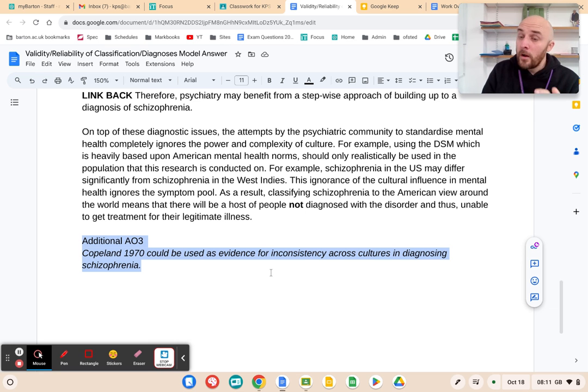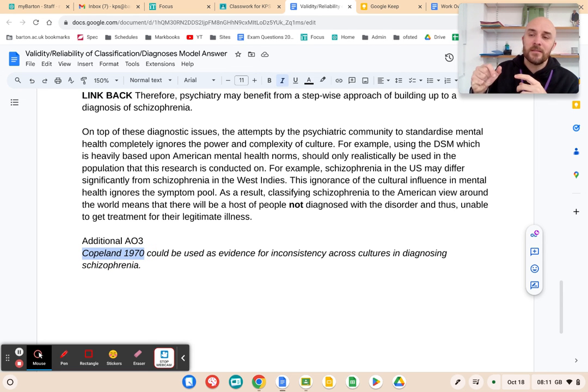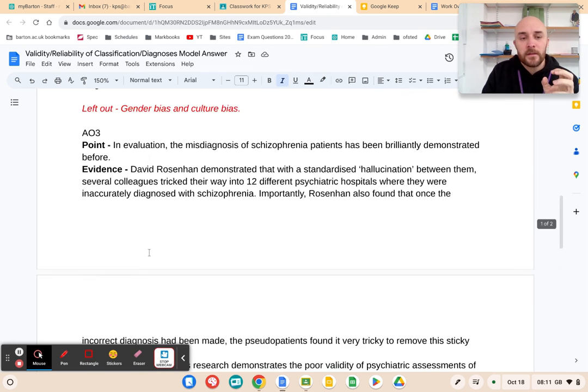If you were someone who felt like you needed to write 4 PEELs, you do have an additional point to use here of talking about Copeland. Copeland looked at issues with consistency and reliability, basically, between British psychiatrists and American psychiatrists. That would be the best way I would go about this. You've got these 3 points.